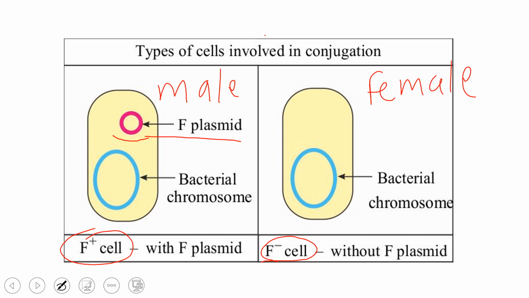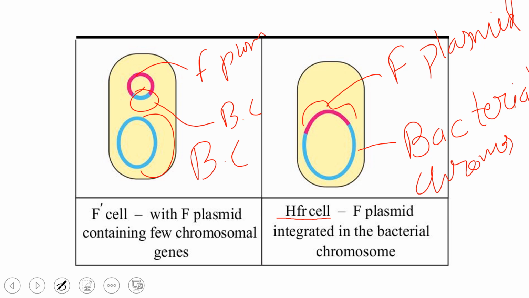So I repeat: the bacteria which have the F plasmid are called F plus cells. The bacteria which do not have the F plasmid are called F minus cells. Those bacteria in which the F plasmid is integrated with the bacterial chromosome are called HFR cells, and those bacteria in which the F plasmid is again separated along with bacterial chromosome are called F prime cells.